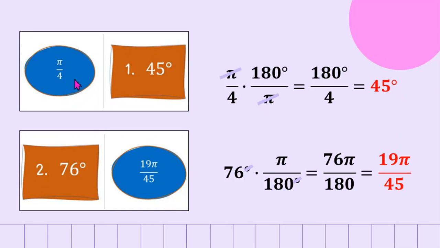Okay. Let's start with the degrees, 76 degrees. If you want to convert it to pi, do not look for the unit circle graph where the corresponding radian measures are given.